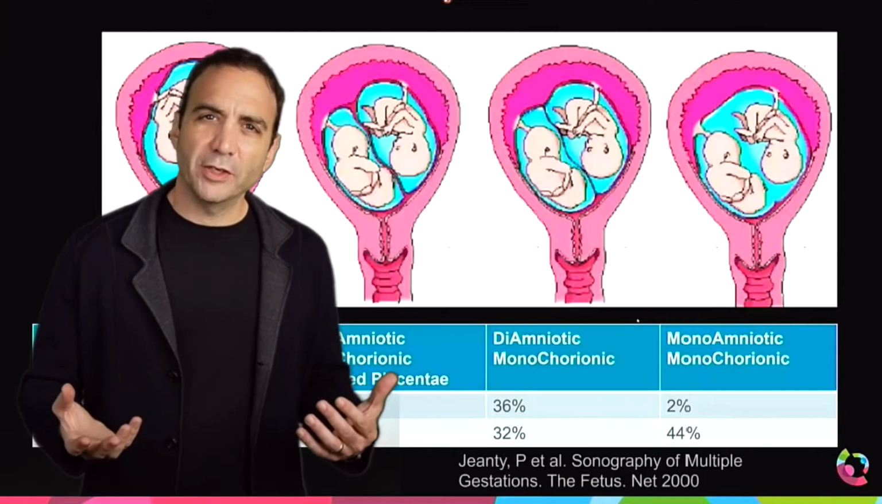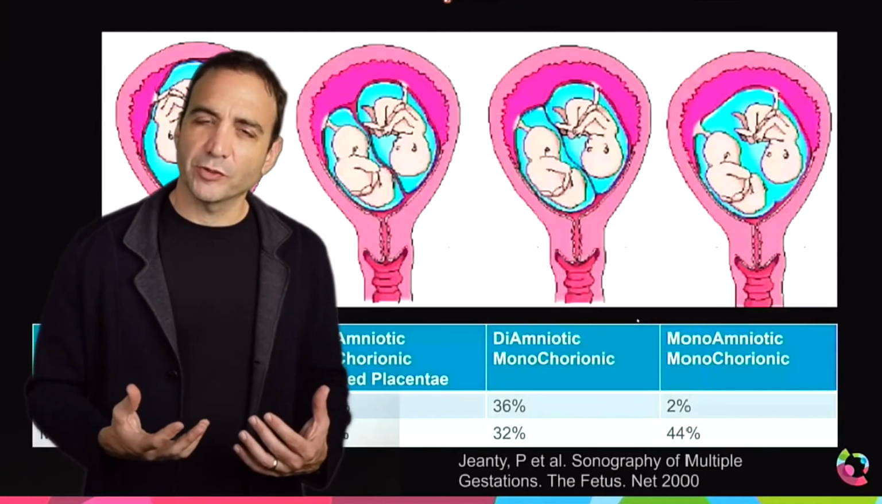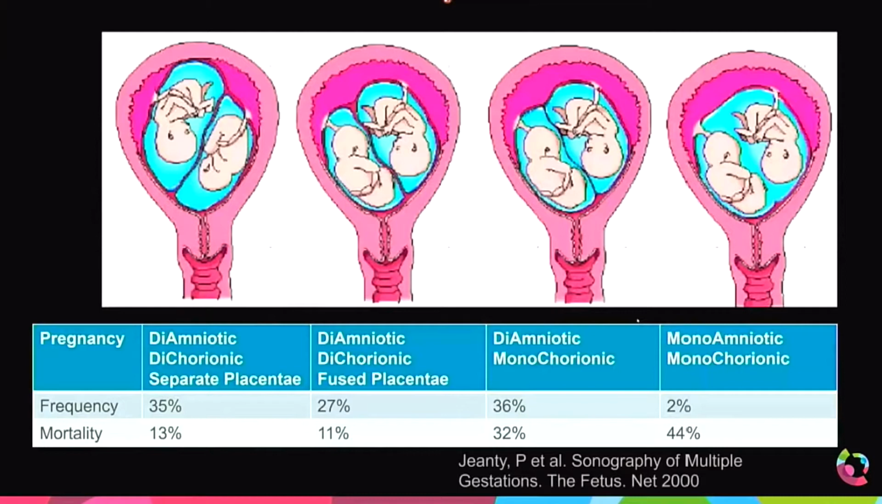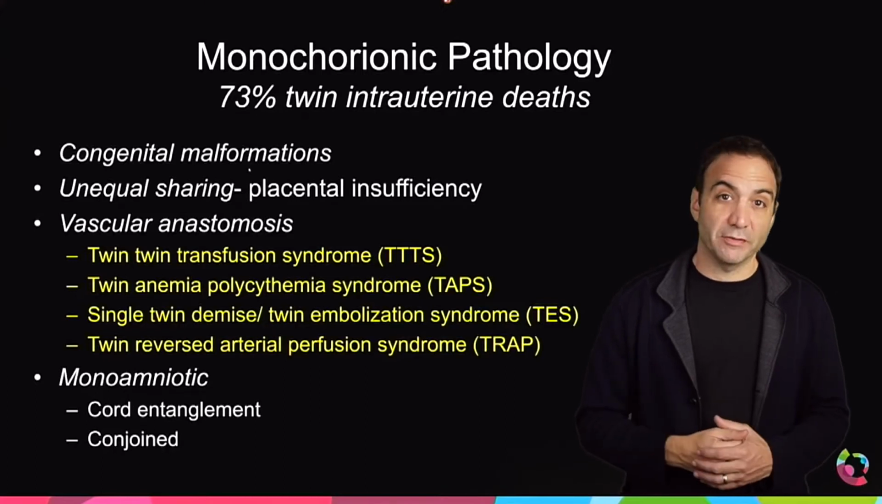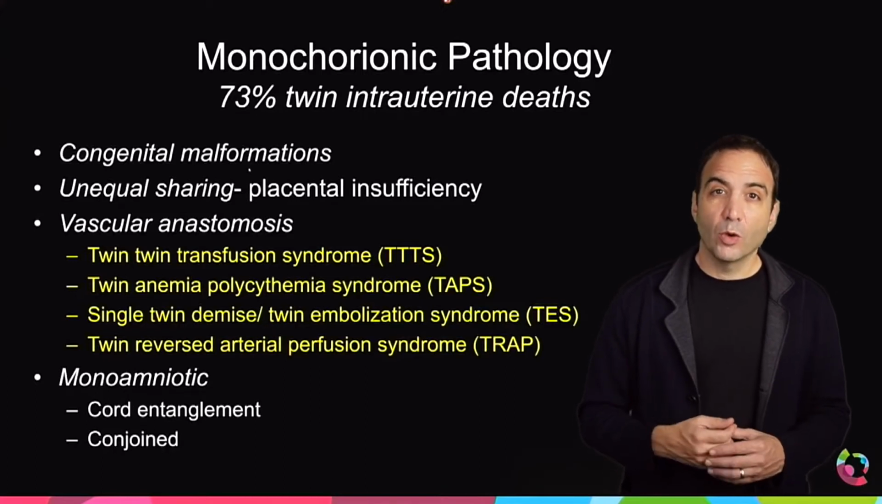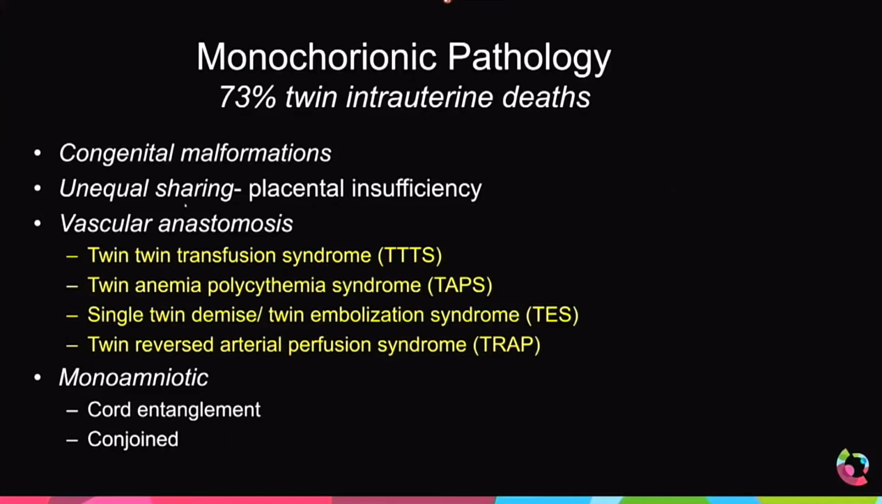What about mortality rate? Do they change with the types of multiple gestation? As you can see with the different types of twin pregnancies, as we get into the monochorionic gestations, we have a higher mortality. We know that monochorionic pathologies represent 73% of twin intrauterine deaths. What are the main causes of this? Congenital malformations and definitely placental insufficiency, but the big ones are due to vascular anastomosis.